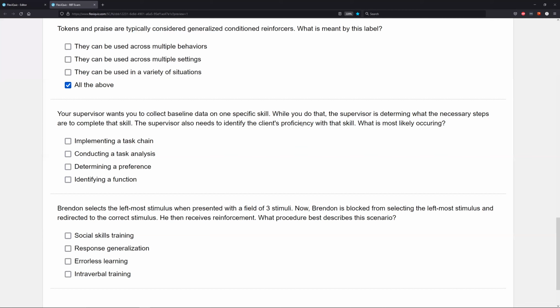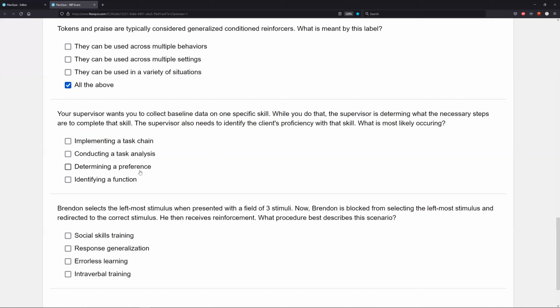So what is most likely occurring? Are we implementing a task chain? No, we are not implementing anything yet. We are designing something, okay? Are we conducting a task analysis? Yeah, right? We need to know what is their current, where are they at with the skill? So you're taking data. While you're doing that, we're looking at the necessary steps to complete the skill. That's going to be our task chain. Okay. And then how good are they with the skill? What type of chaining is best? Forward, backwards, or total? So these are some of the steps of a task analysis.